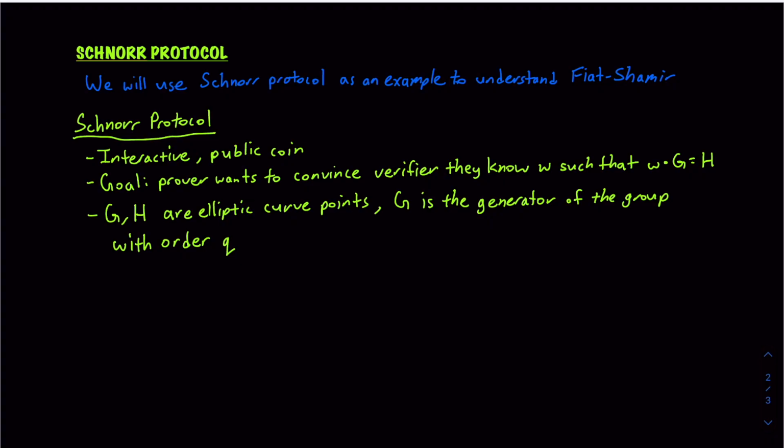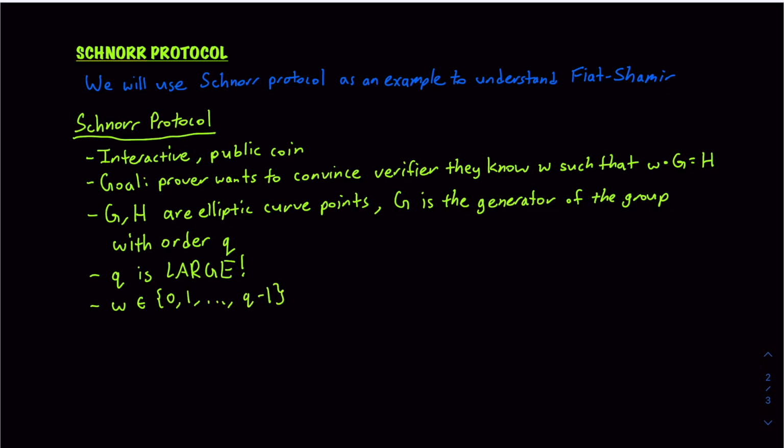Now, this group order Q is really large, typically on the order of 256 bits or more, depending on the security level we want. That means the scalar W is an integer modulo Q, so it could be any value in the range 0, 1, 2, all the way to Q minus 1.